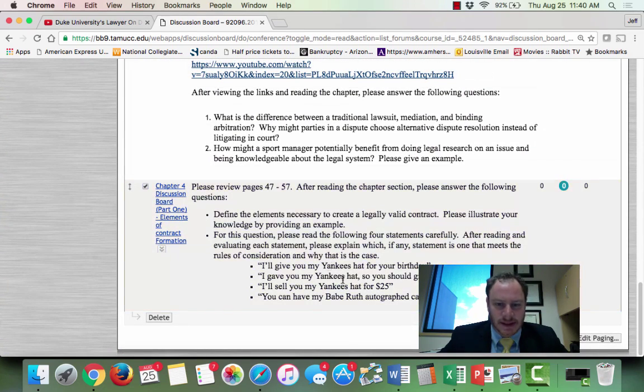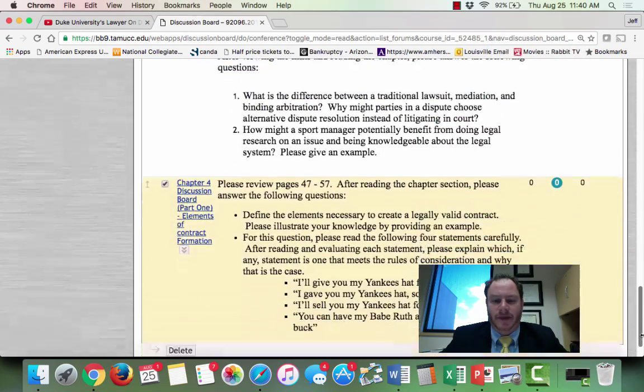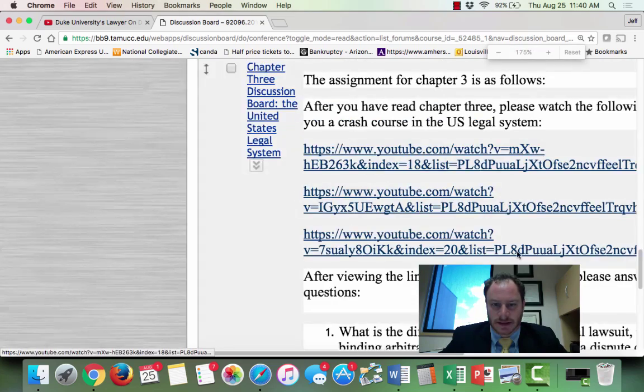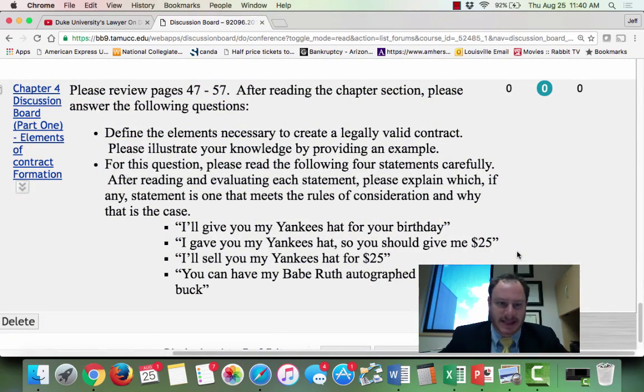All right, so we've got an example of consideration right here. Consideration exercise. Hopefully you can see this. So it says define the elements necessary to create a legally valid contract. That's great. All right. So now we're going to go to this part 2. Read the 4 statements very carefully, and we're looking at consideration. Which of these meets the rules of consideration?